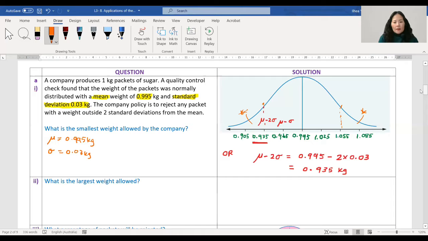So if we want to find out the smallest weight that is going to be accepted, we could have a look at the second standard deviation, which is mu minus 2 sigma, the minimum you can take in. Okay, so you could sketch the bell curve and work it out from the mu, but you can also simply calculate it. So 0.935 kilograms is the smallest weight the company will accept.